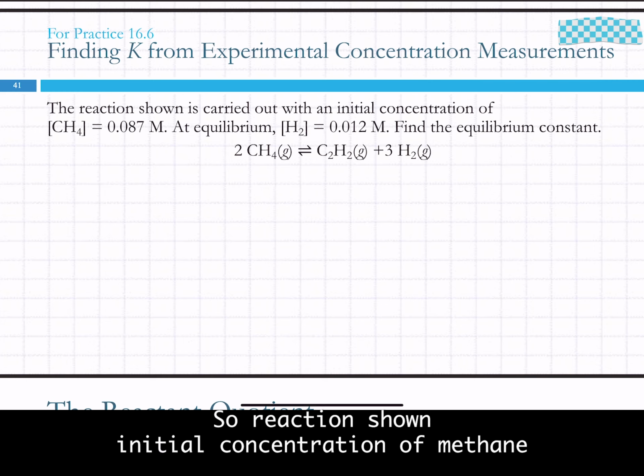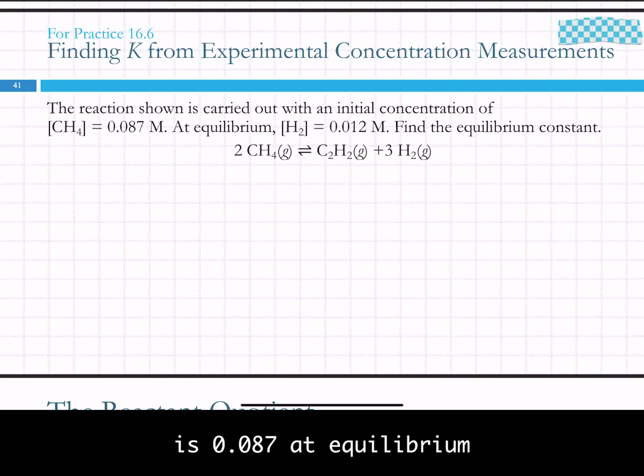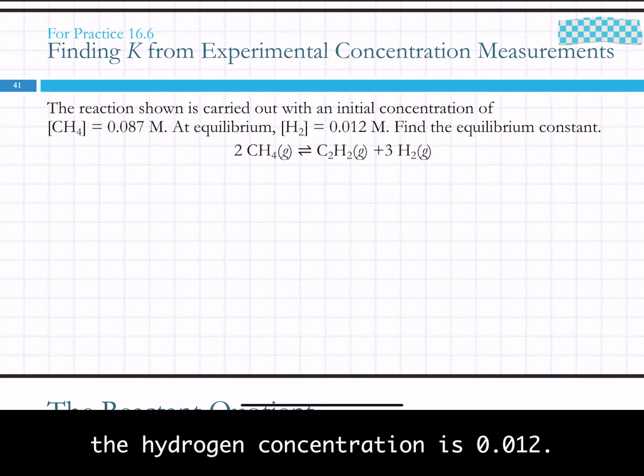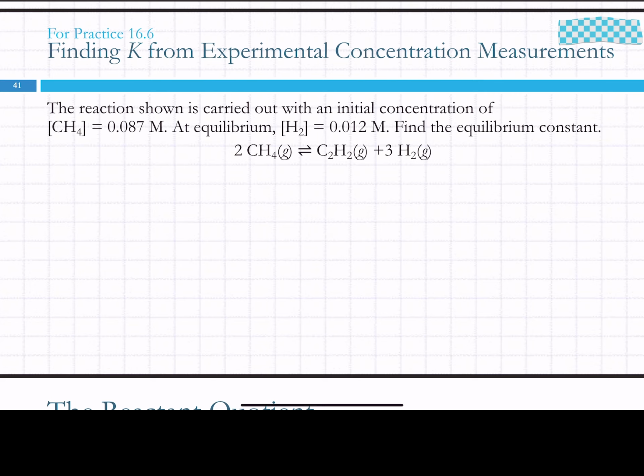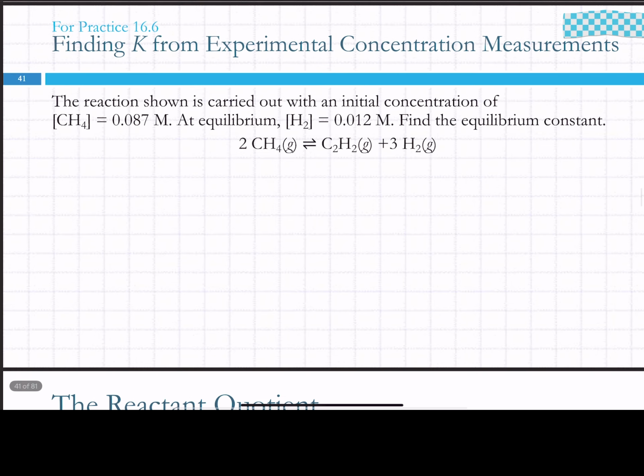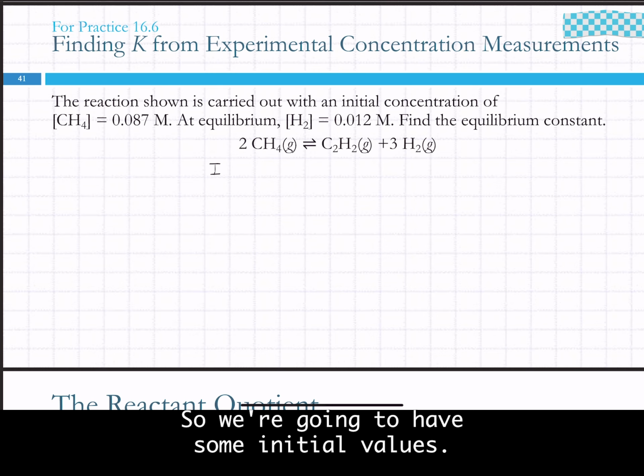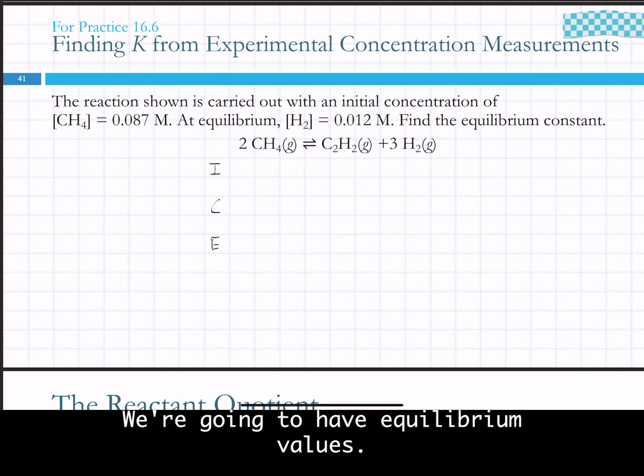All right, so reaction shown. Initial concentration of methane is 0.087. At equilibrium, the hydrogen concentration is 0.012. Find the equilibrium constant. So we're going to have some initial values, we're going to have a change, and we're going to have equilibrium values.